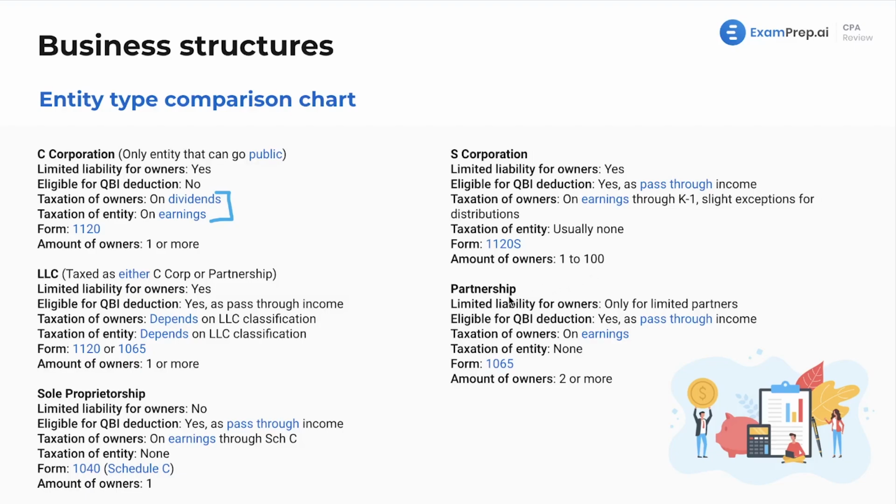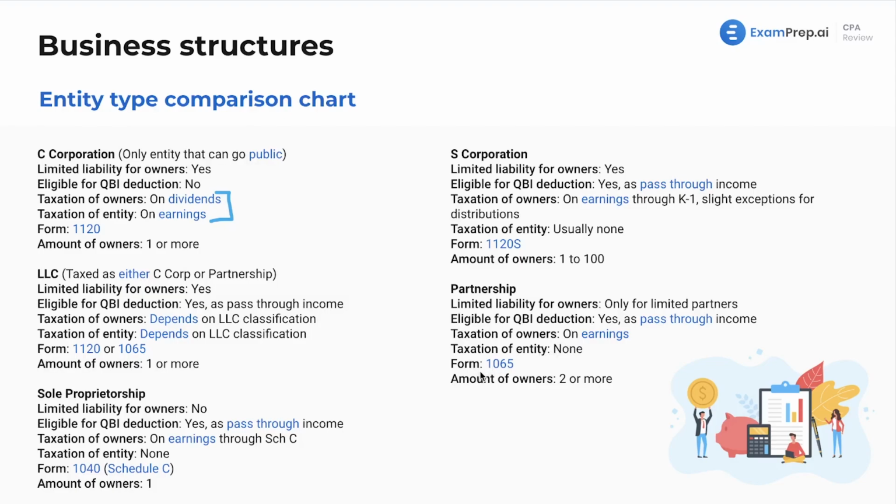And then lastly, partnership. This has limited liability for the owners. Now, only for limited partners. We'll also talk about the differences between limited partners and general partners. There are massive distinctions there. Is this an entity that's eligible for the QBI deduction? Well, the entity is not eligible, but the partners are eligible as the income passes through the partnership to the partners. The owners will be taxed on the earnings. However, the partnership will not pay any taxes.